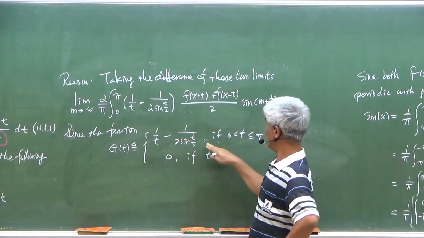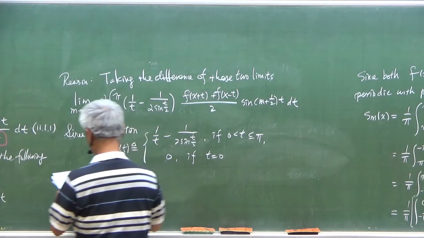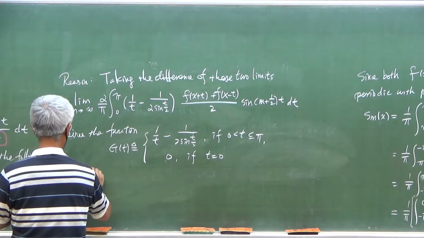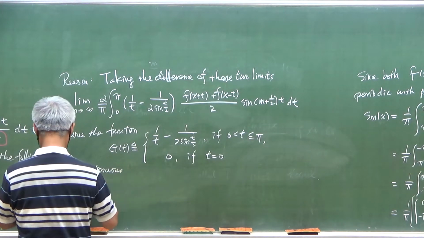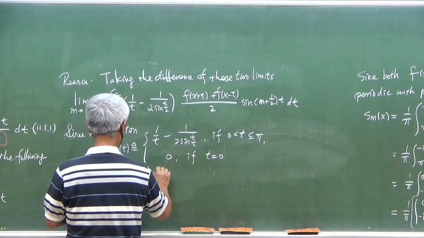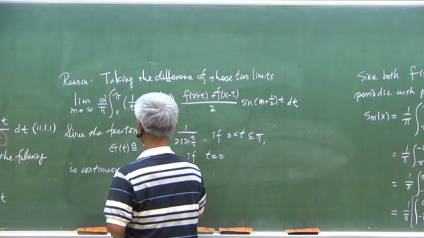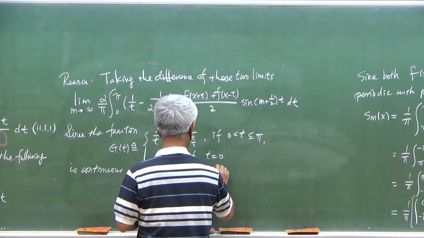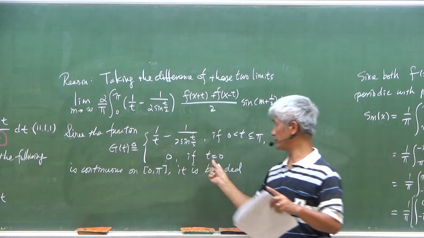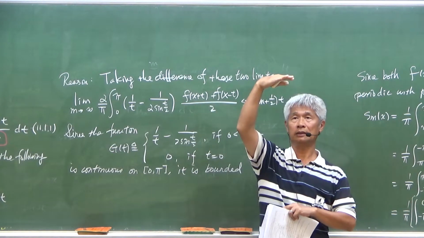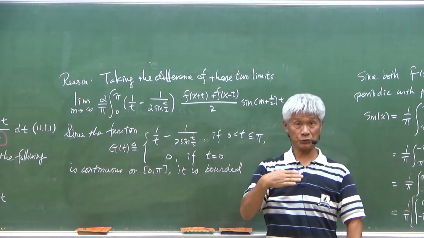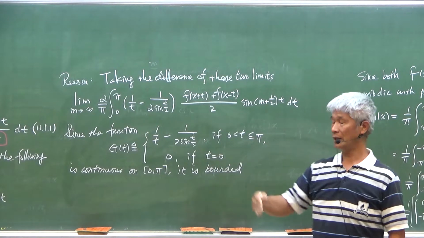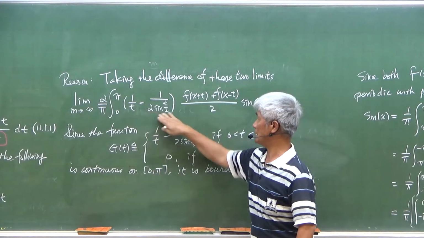And this function is continuous, so this is a continuous function, and so it is bounded. Any continuous function on a closed interval has a maximum and minimum. This is the extreme value theorem, right? In calculus, you remember the extreme value theorem. So it's bounded.